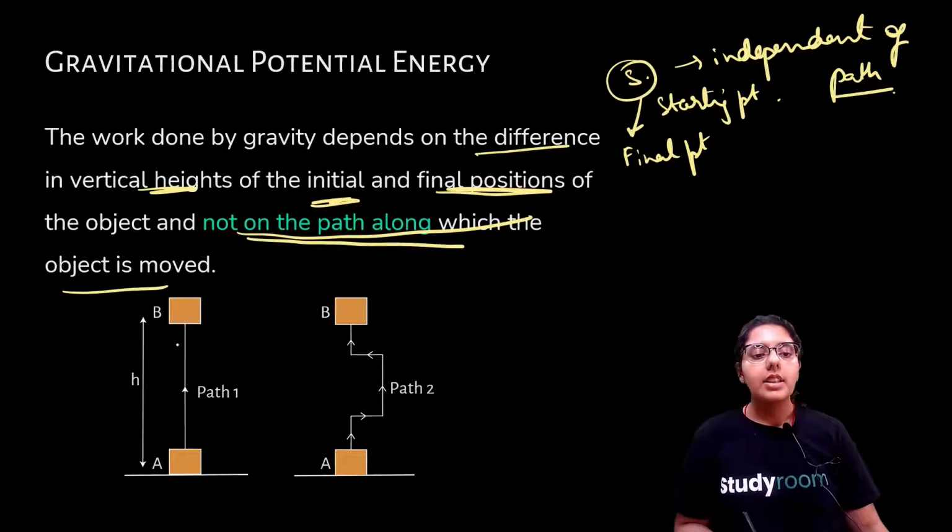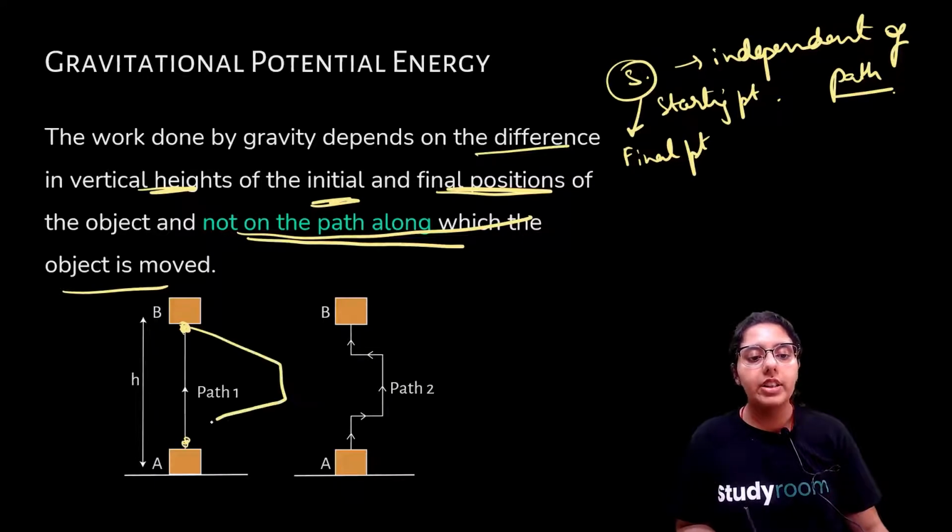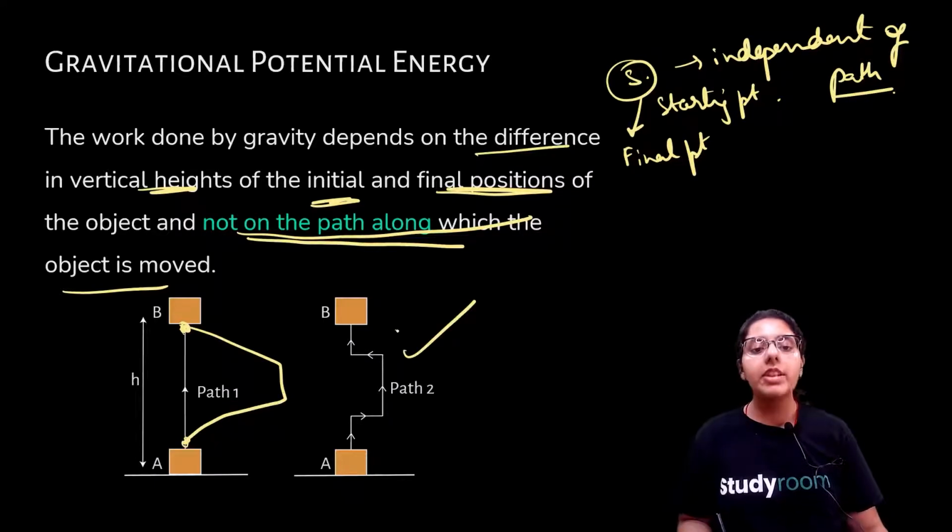So if an object moves from here to here, these two points will matter. No matter if we take this path or this path, our displacement will remain the same. We only have to consider the initial point and the final point.